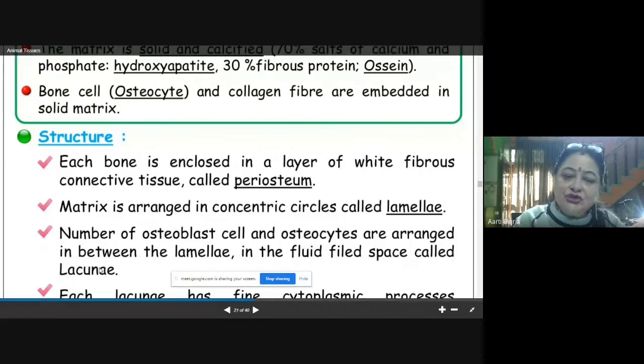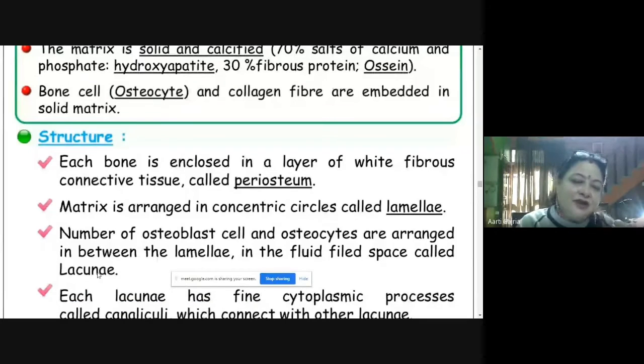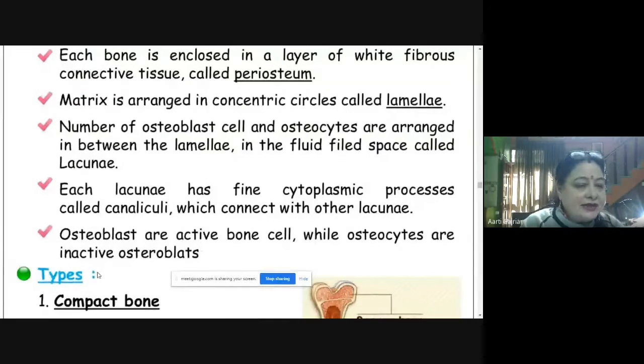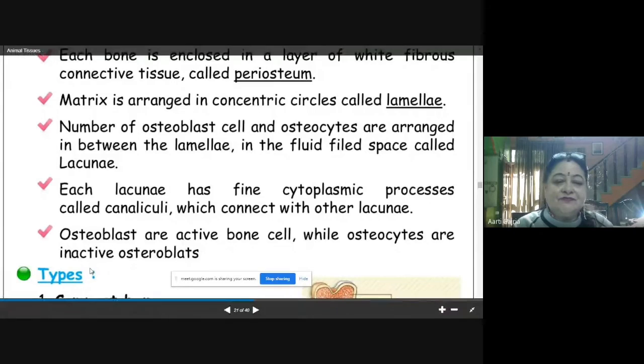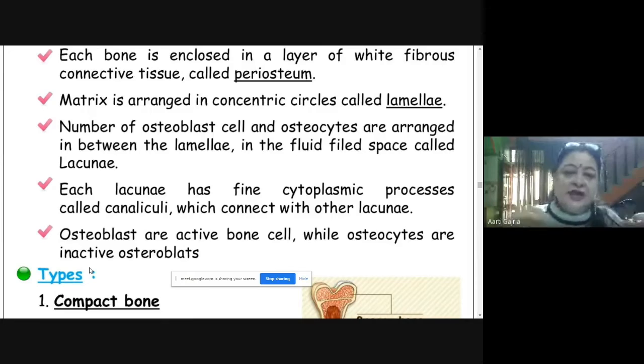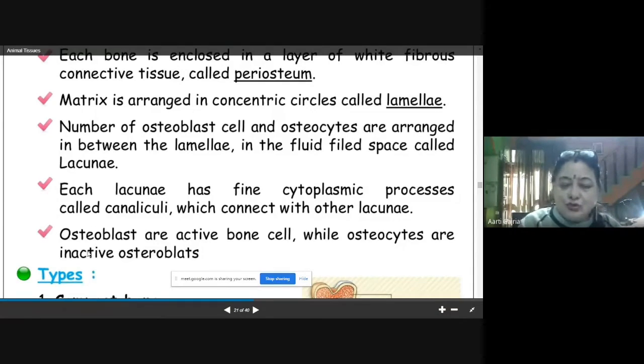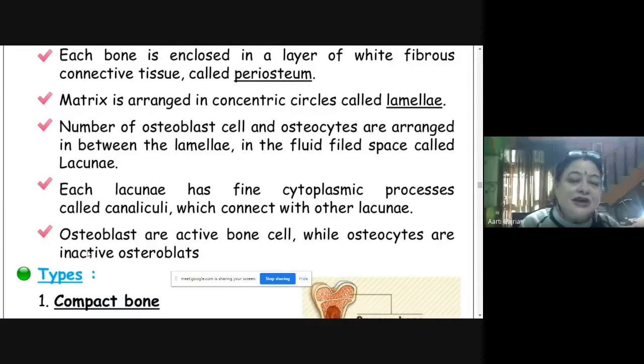A number of osteoblast cells and osteocytes are arranged in between the lamellae in fluid-filled spaces called lacunae. So a fluid-filled space is present here also, and there you will find the osteocytes. Each lacuna has fine cytoplasmic processes called canaliculi, which connect with another lacuna. So that means two fluid-filled spaces are connected with cytoplasmic processes. Osteoblasts are active bone cells, while osteocytes are inactive osteoblasts.